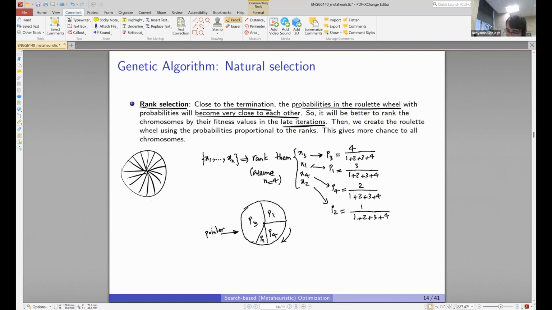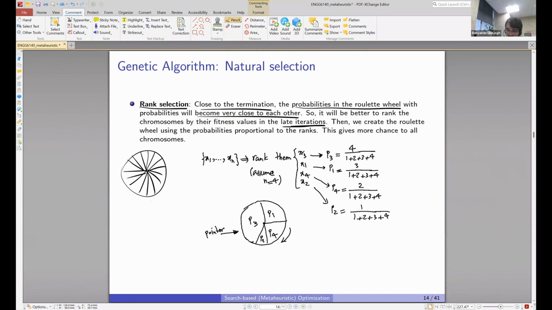For example, it becomes X3, X1, X4, and X2. Then probability of the third point will be 4 over 1 + 2 + 3 + 4. The probability of P1, which is the second chromosome, is 3 over 1 plus 2 plus 3 plus 4. Also, the third one will be 2 over this sum, and the last one, which is the worst, is 1 over the sum. Of course, their sum is also 1, and they are between 0 and 1. The probabilities correspond to the ranks. Then this one has higher chance now. And then we have the pointer.